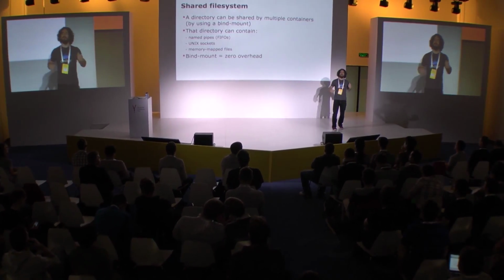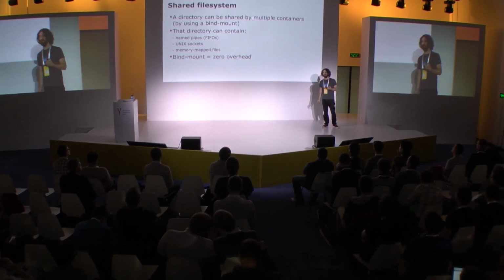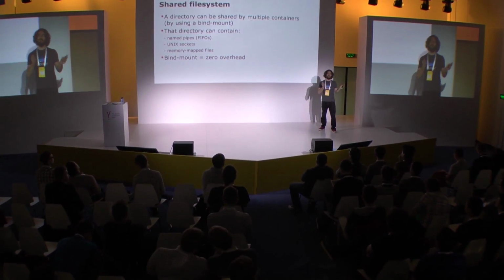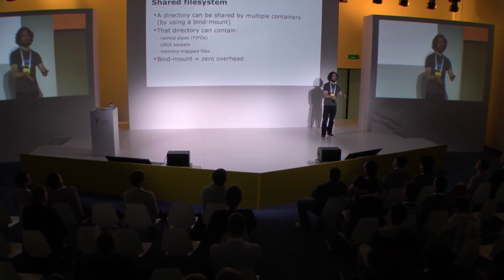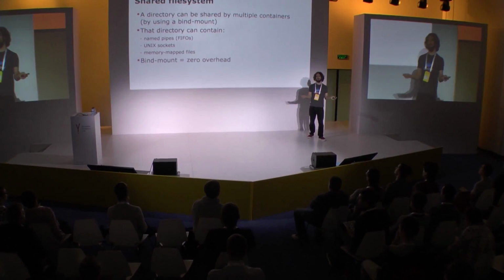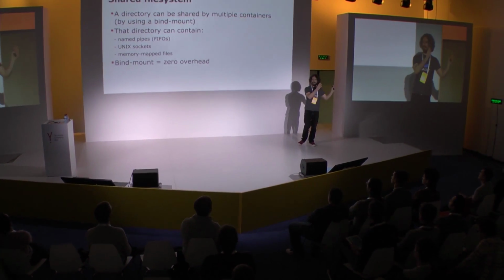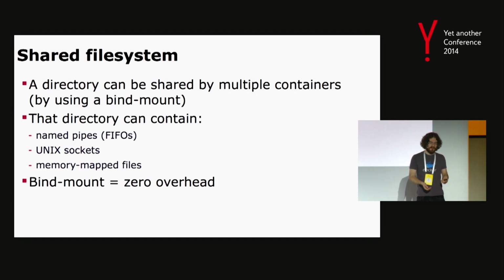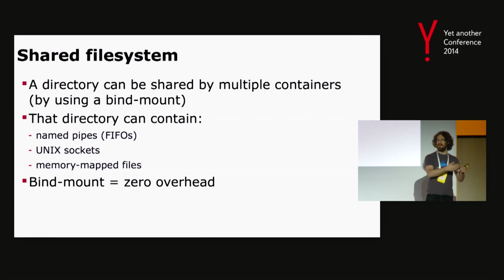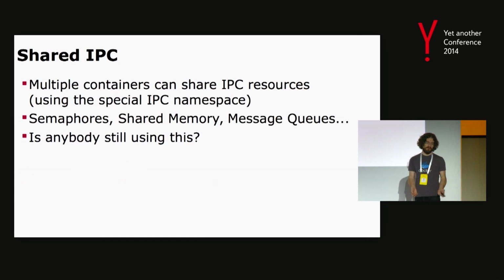If you want to have extremely fast communication between two containers, you can even use shared memory segments. So you just create a file on this directory, which is shared between the two containers, and then you map the file in memory in both containers, and you have some memory shared between the containers. And there is absolutely zero overhead when you do that. The speed will be exactly the same as two processes running directly on the machine, because technically, it's two processes running directly on the machine.